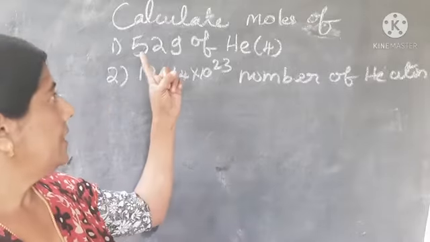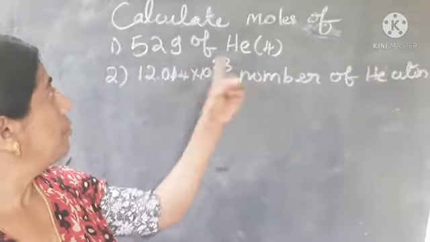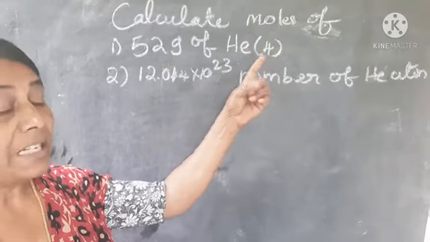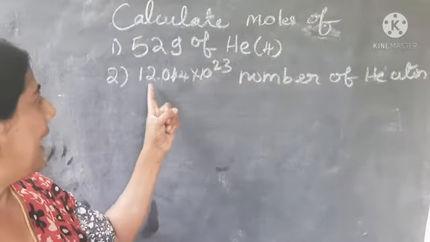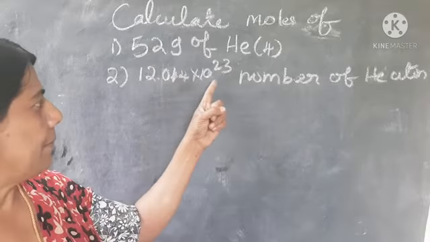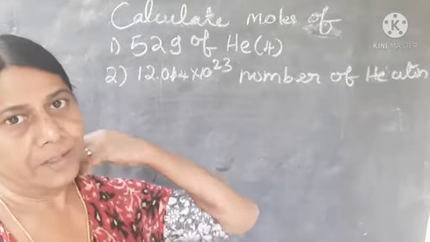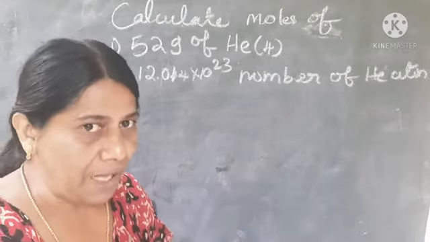Okay, here is a problem. Calculate moles of 50 gram of helium and its atomic mass. That means molar mass is 4. And 12.044 into 10 power 23 number of helium atoms. Okay, what is the formula we shall use?